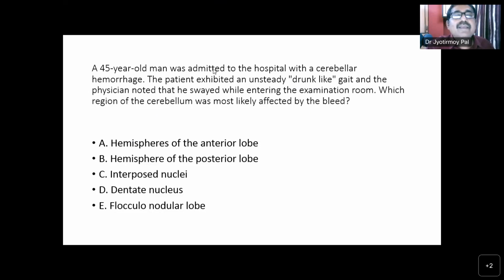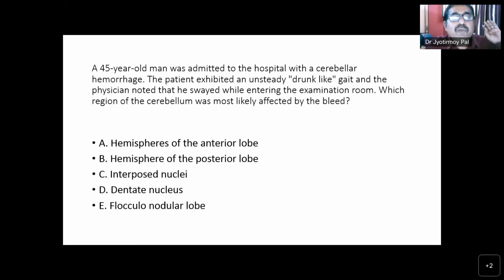The patient has a drunken gait. He swayed while entering the exam room. So which region is affected? See, interposed can be excluded. Flocculonodular lobe cannot be; it is for the equilibrium of the eye. Dentate nucleus can be.